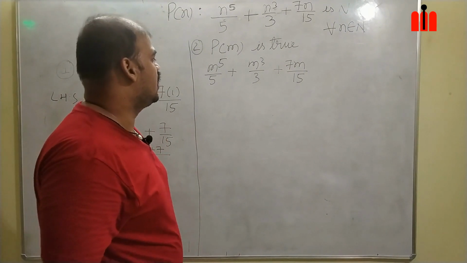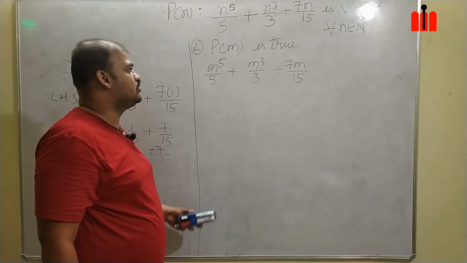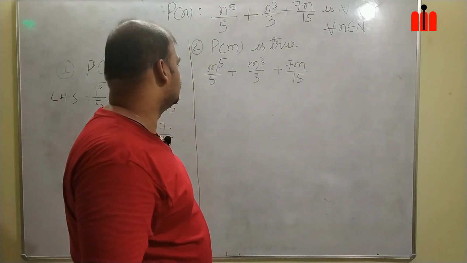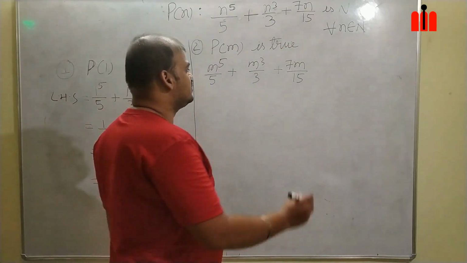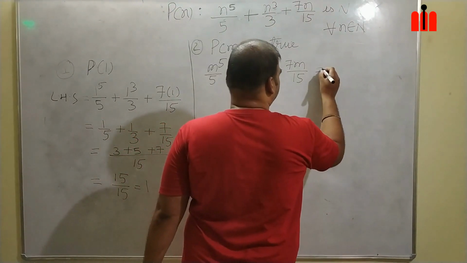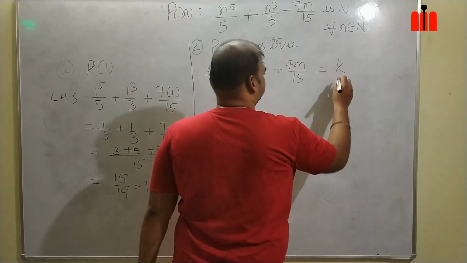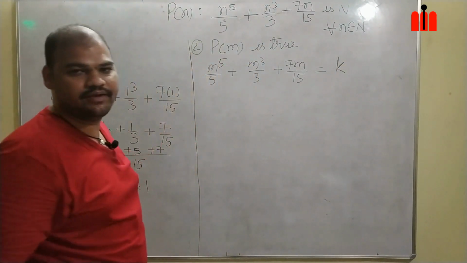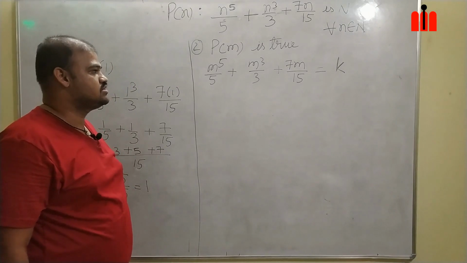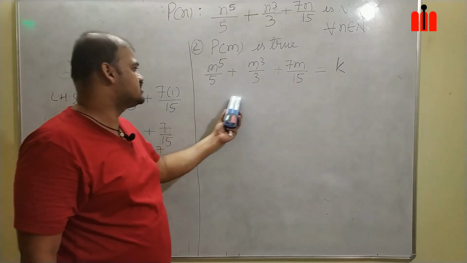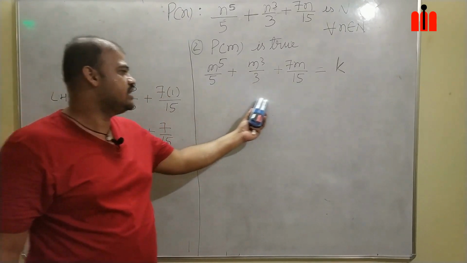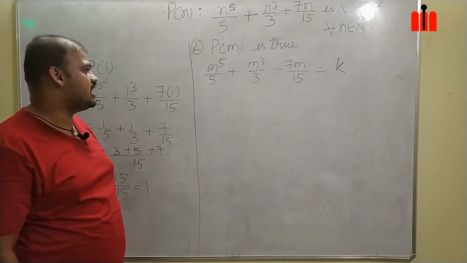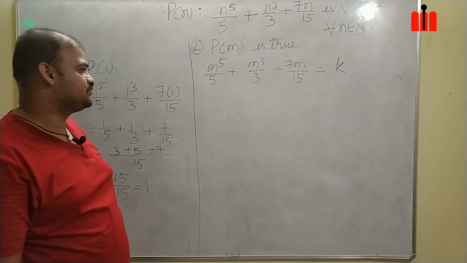Now we had told that this is a natural number. So it will be any natural number. Let us indicate that natural number by k. Any doubt? Okay, so this is my concrete statement, which I had arrived at by assuming that Pm is true.